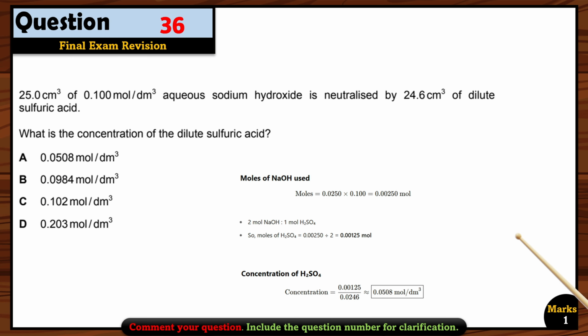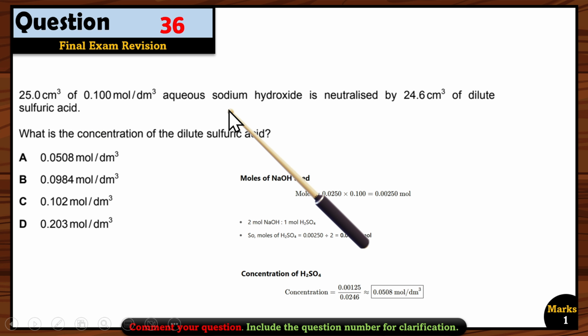Question number 36. 25 centimeter cube of 0.1 aqueous sodium hydroxide is neutralized by 24 centimeter cube of dilute sulfuric acid. What is the concentration? Simple, we are already given the concentration and volume of sodium hydroxide, right? You just have to find the number of moles. Once you find the number of moles, you already have the volume, right? So from volume, you can easily find the concentration.